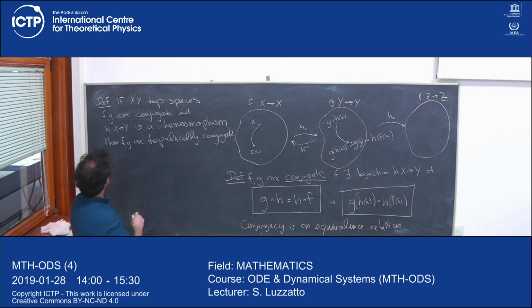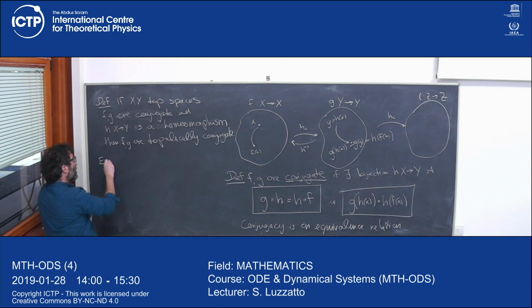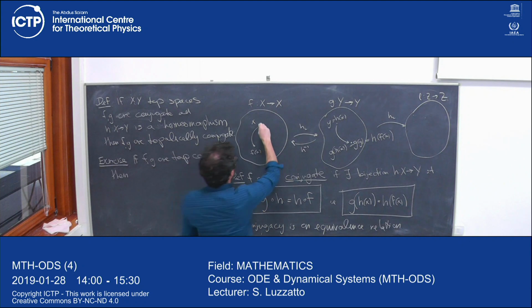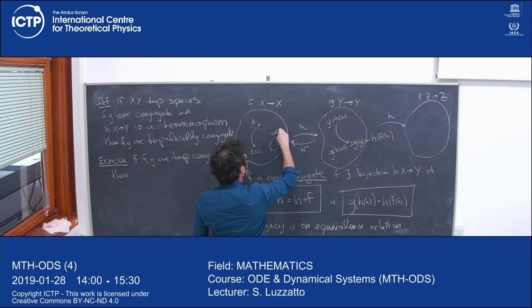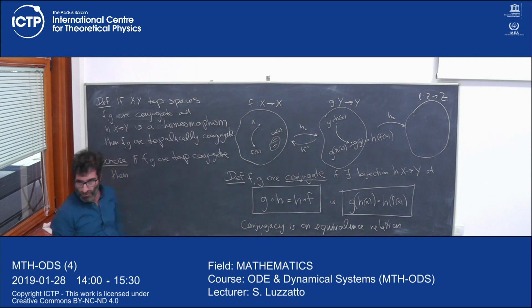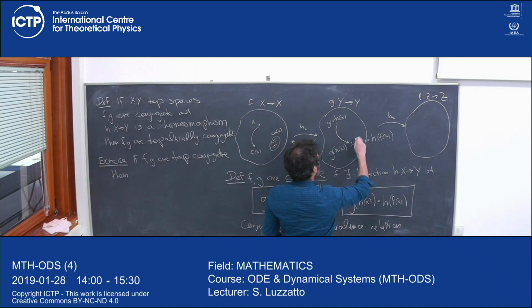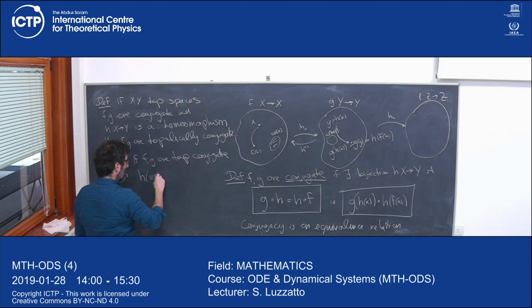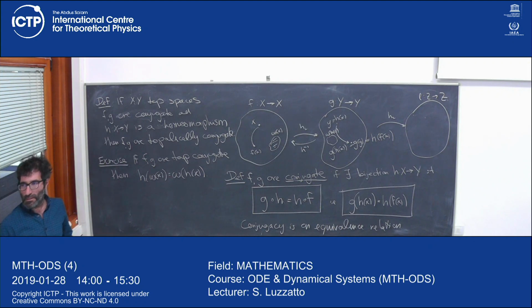Notice that, I will leave this as an exercise, one of the several exercises. If F and G are topologically conjugate, then if you take X and look at its omega limit set, the set of limit points of the orbit of X, and here you have Y, and somewhere here is the omega limit set of H of X, then H preserves the omega limit set. So H of the omega limit set of X is equal to the omega limit set of H of X. It maps omega limit sets to omega limit sets, which is not necessarily the case for the conjugacy.